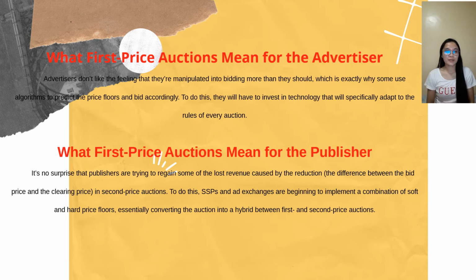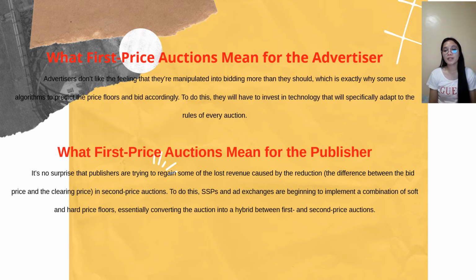Let us proceed to what first price auctions mean for the advertiser. It means that the first price auction allows both buyers and sellers to see the actual cost of impression, and the fees taken by the SSP or ad exchange will at least be known. So the winning price is exactly what the advertiser agreed on, but there is a risk of overpaying for impressions.